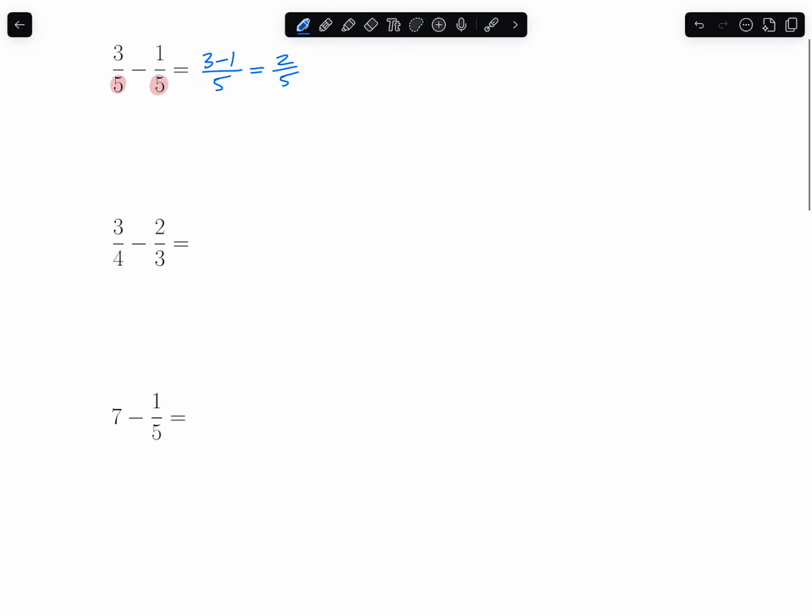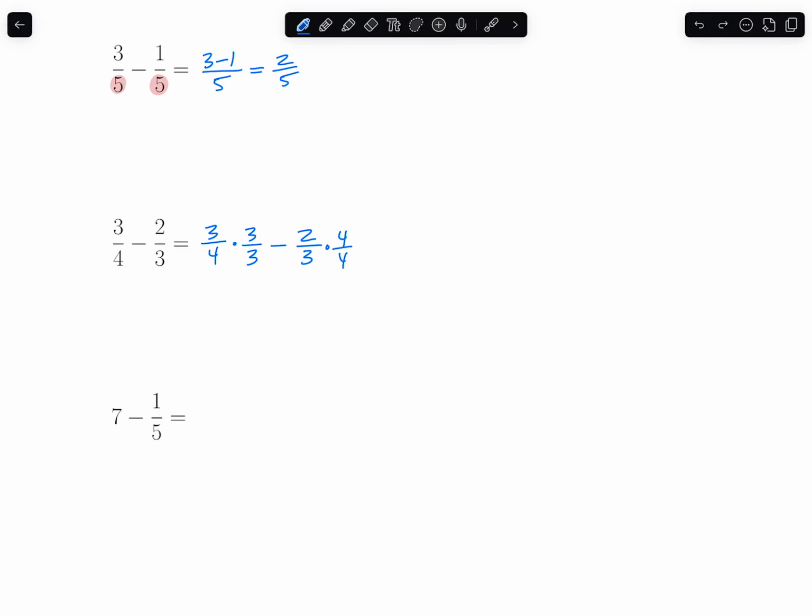But what happens if the denominators are not the same? Then just like with addition, we have to get a common denominator. So in this case, I'll take the 3 over 4 and I'll multiply it by 3 over 3. Right? I'm multiplying it by the denominator of the other fraction. And then I'll take the 2/3 and I'm going to multiply it by 4 over 4.